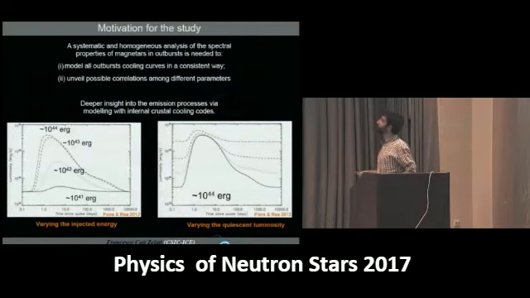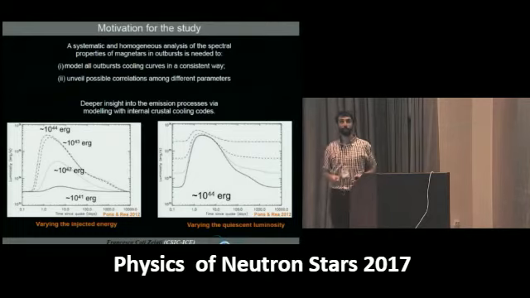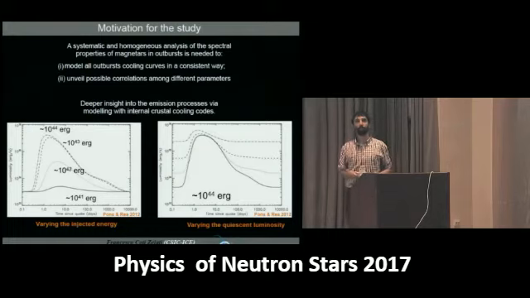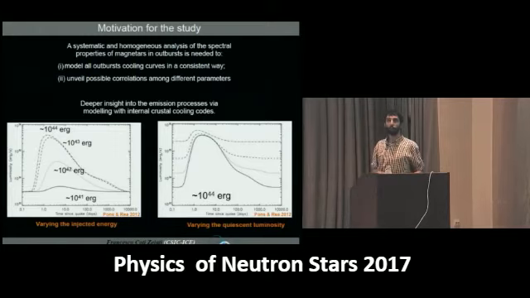During my PhD, we carried out the first systematic and homogeneous analysis of the spectral properties of magnetars in outbursts, actually with two main goals. So the first one was to model all the cooling curves for these episodes in a consistent way, especially considering that all these events were studied only individually by separate teams, also having different assumptions, for example, on the adopted models, mainly the photoelectric absorption model, as well as the models describing the continuum emission.